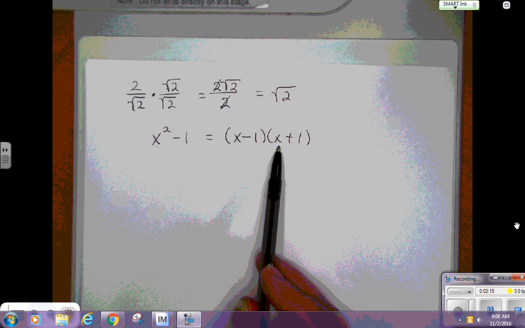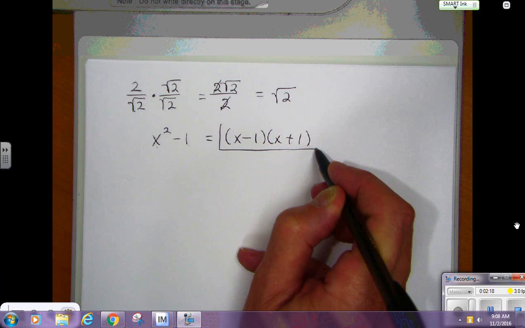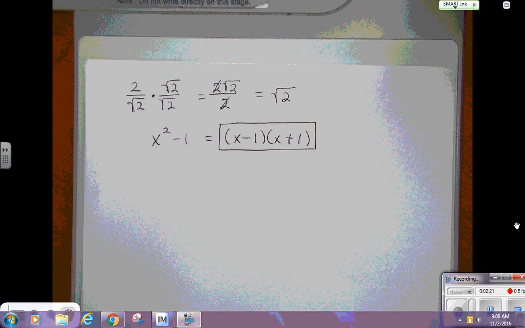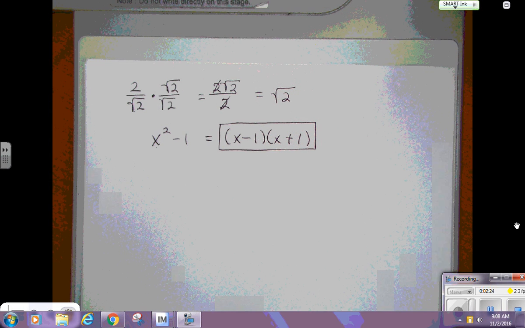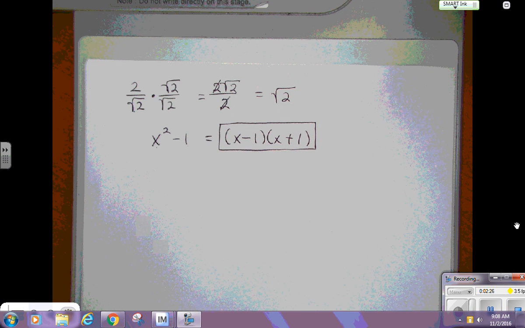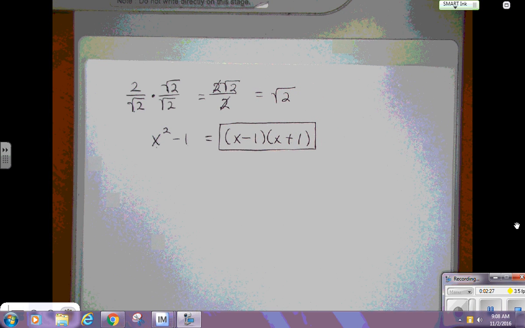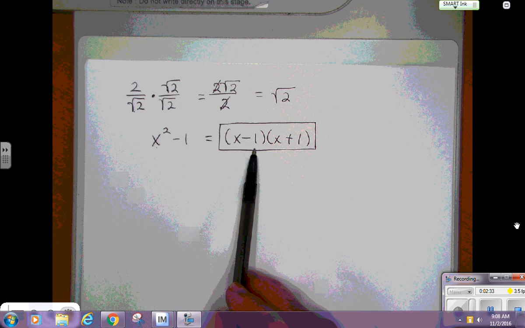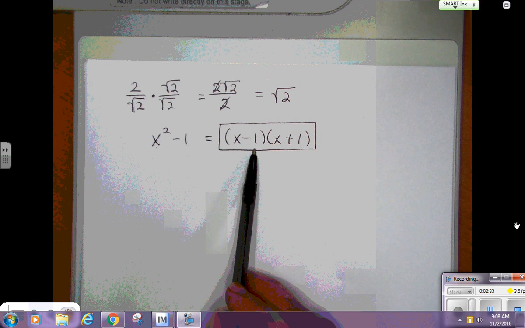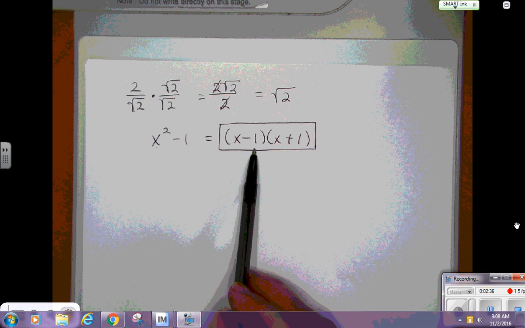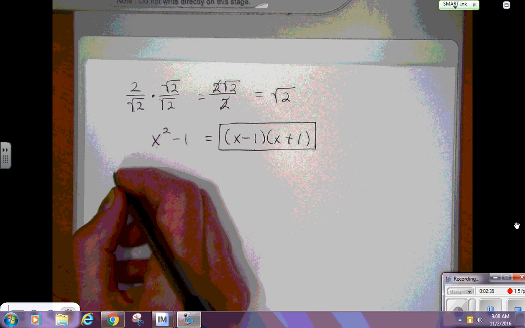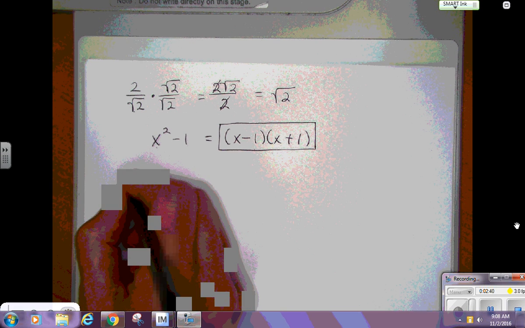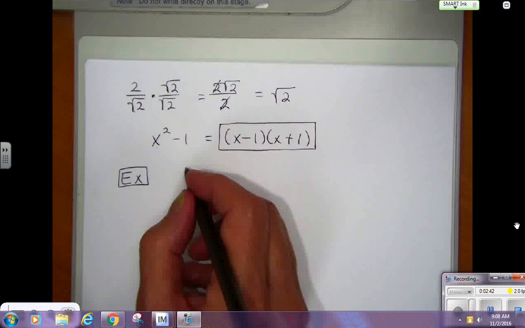Okay, so this is called a pair of conjugates whenever you have identical terms, but one's a plus and one's a minus. So difference of 2 squares you can always factor into a pair of conjugates. Any questions? Okay, so let's do this example. It's not on your notes.